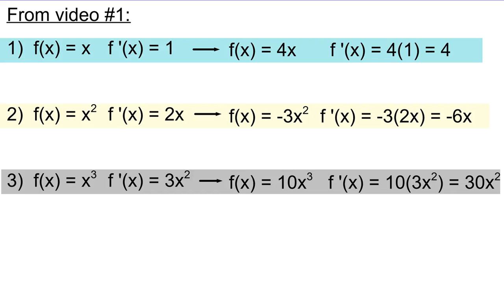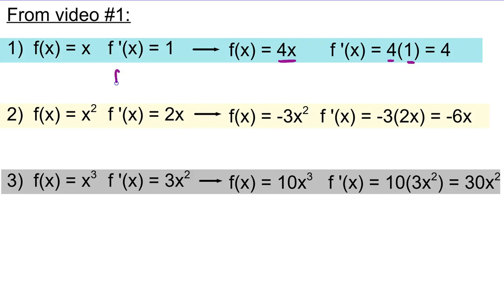Okay, moving on to develop the next rule, looking again at problems 1, 2, and 3 from video 1, where we found the derivative of f of x equals x is just 1. What if it was f of x equals 4 times x? So what if we multiplied the function by 4? I didn't go through all of the proofs of this, but I'm having to save a little time. You end up with 4 times the derivative of f of x.